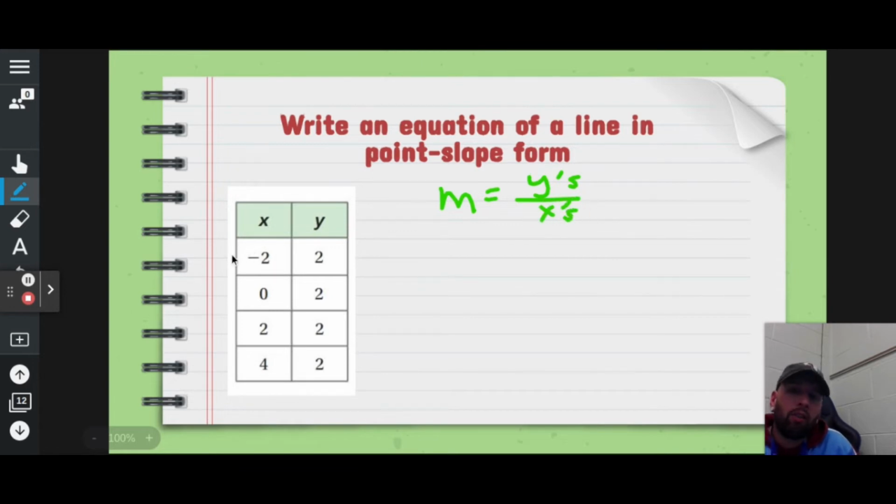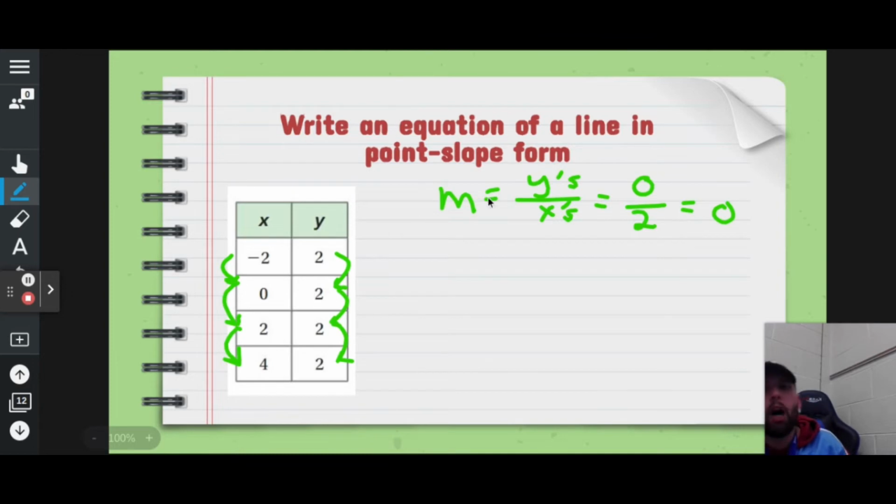It looks like the x values go up by 2 every single time. So the change in the x's here is a positive 2. It looks like the y's stay exactly the same, so you're going to have 0, which means my slope is 0. Now, if we're writing an equation of a line in point slope form, it doesn't matter which point you choose. Let's pick that guy right there. I'm going to call negative 2, positive 2, my point x sub 1, y sub 1.